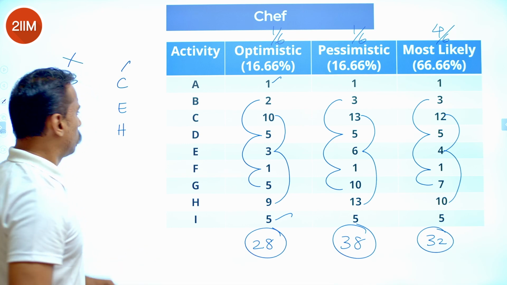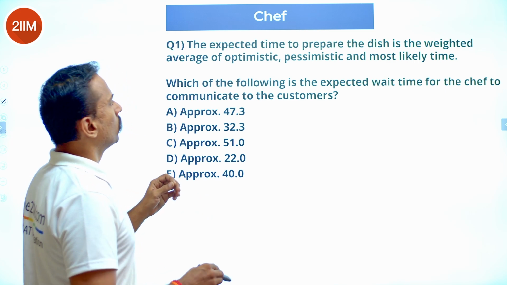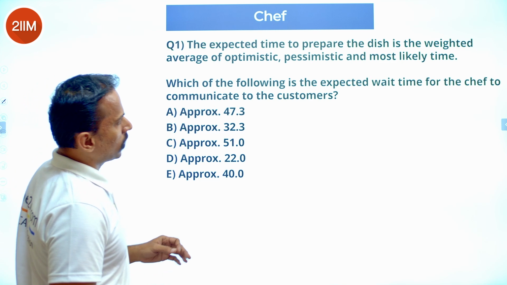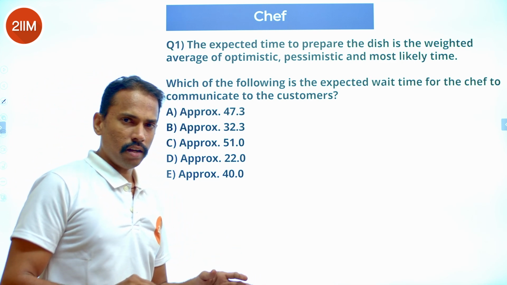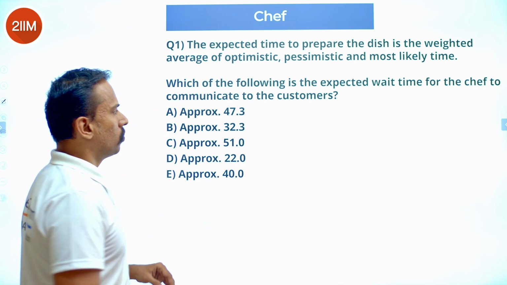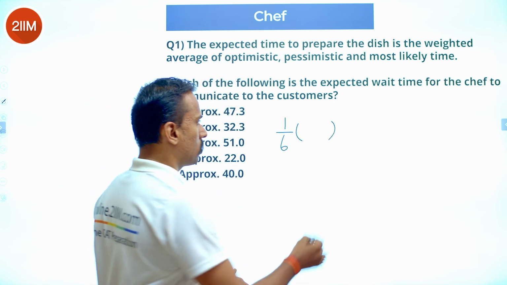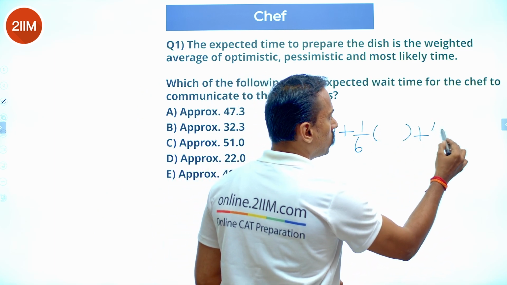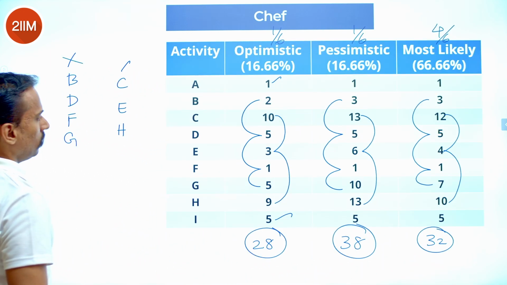Now we'll attack the questions. Question number 1: the expected time to prepare the dish is the weighted average of the optimistic, pessimistic and the most likely time taken. Which of the following is the expected wait time for the chef to communicate to the customers? It's clearly mentioned that the expected time is the weighted average for all the three cases. So it's going to be 1/6 of the time taken in the optimistic case plus 1/6 of the same for the pessimistic case and 4/6 of the most likely case. Now we are already ready with the time taken.